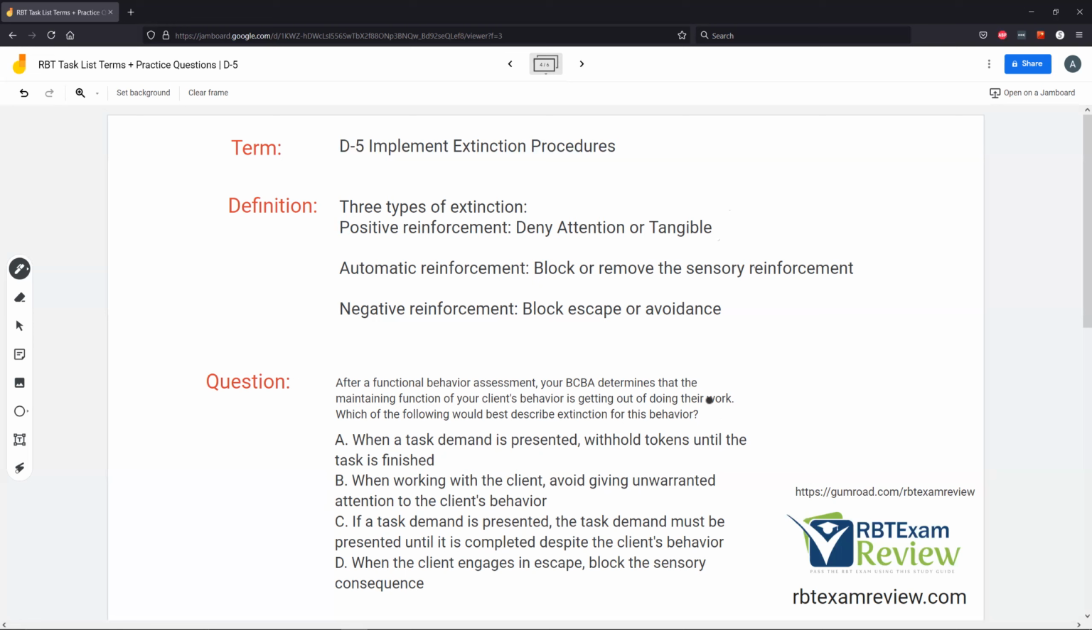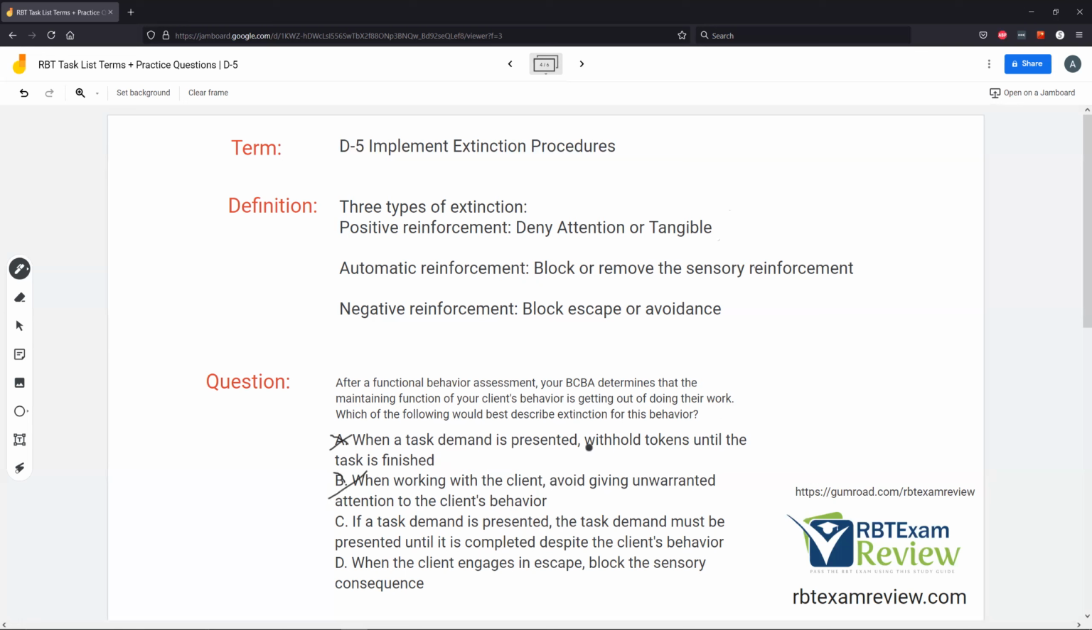So look at A. When a task demand is presented, withhold tokens until the task is finished. The first part looks good, right? We're looking at a task demand, but what are we doing? We're withholding an item or a tangible. Our function is getting out of doing their work, so A is not great. B: when working with the client, avoid giving unwarranted attention to the client's behavior. Is the maintaining function attention? Is attention reinforcing? No. It's getting out of doing their work. So B does not describe extinction.